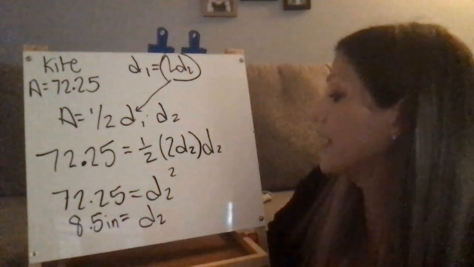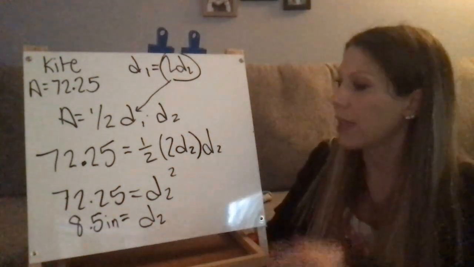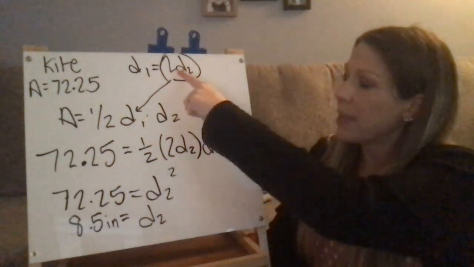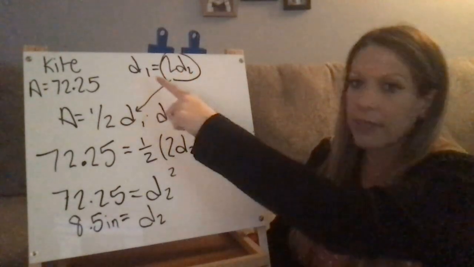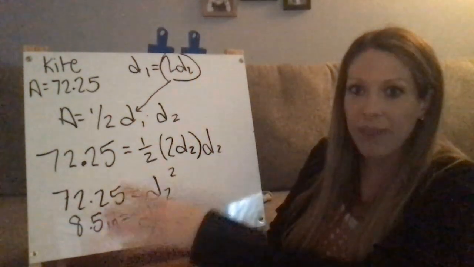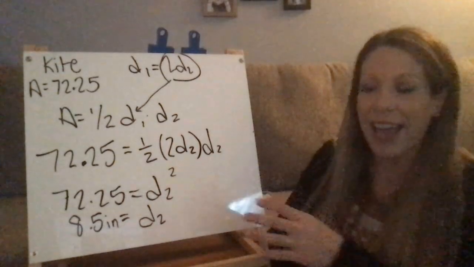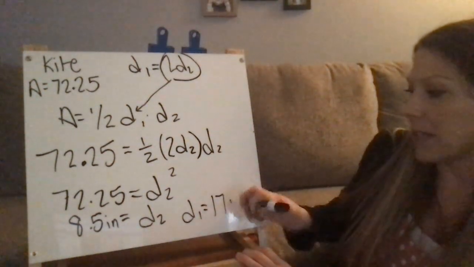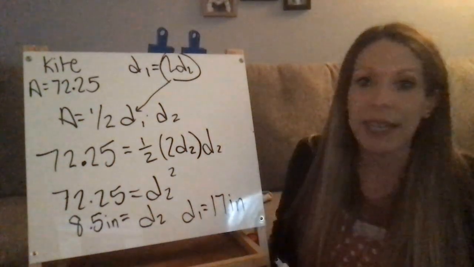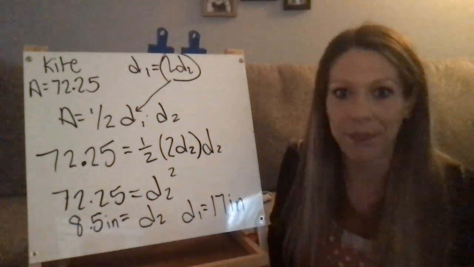And since that is one diagonal, if I plug that in up here, I know if I multiply that by 2, I'll get my other diagonal. So if I take 8.5 times 2, I get 17 inches. So my other diagonal must be 17 inches because it was twice as long as the other one.